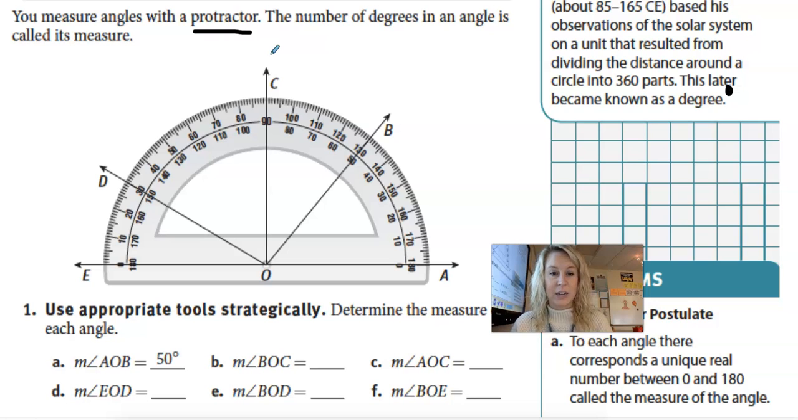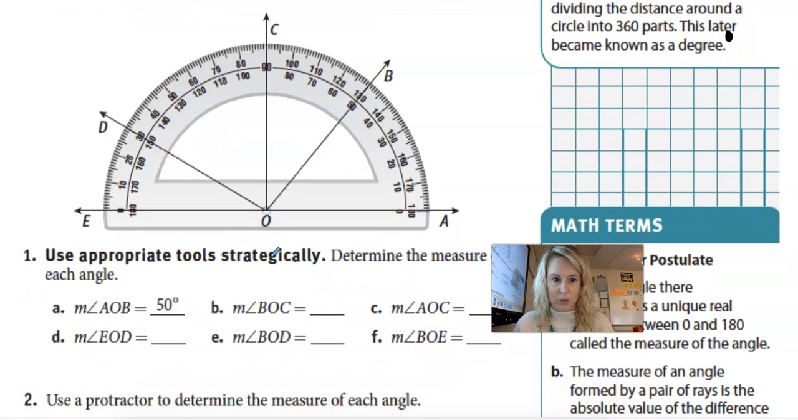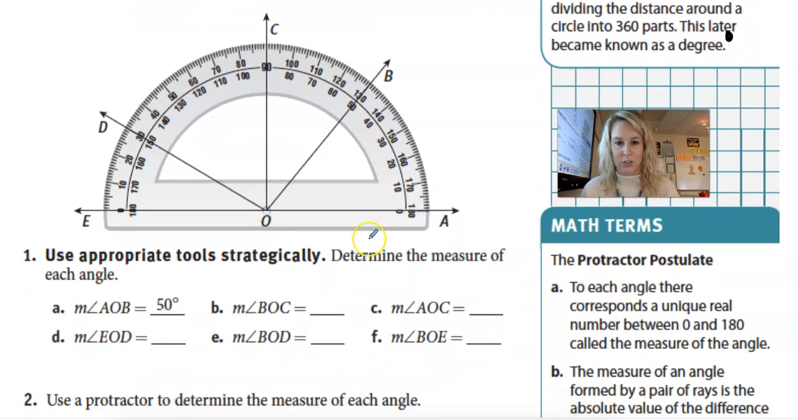All right, this lovely instrument is called a protractor. Okay, hopefully you've seen it before in your younger grades. And so the number of degrees in an angle is called its measure. Okay, so here is how they created angles. So I'm going to use this tool strategically.